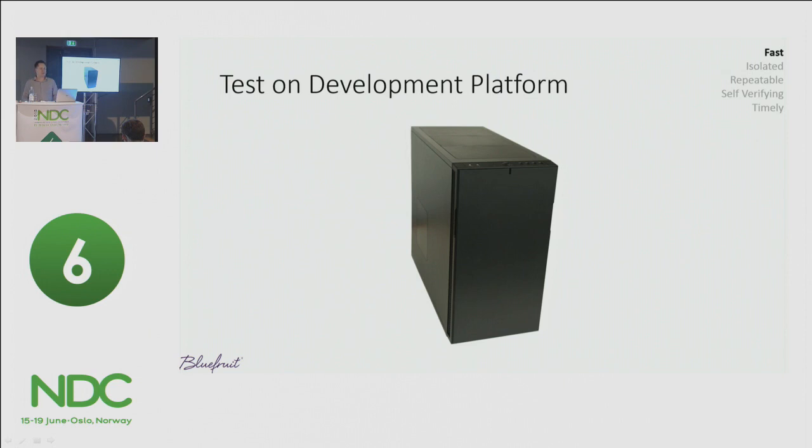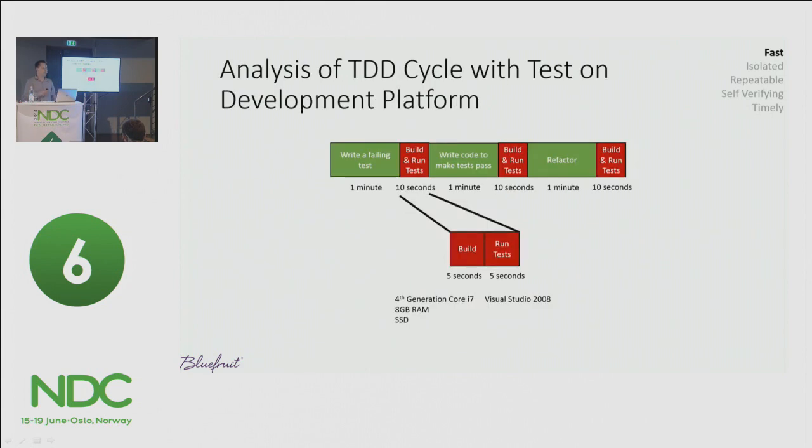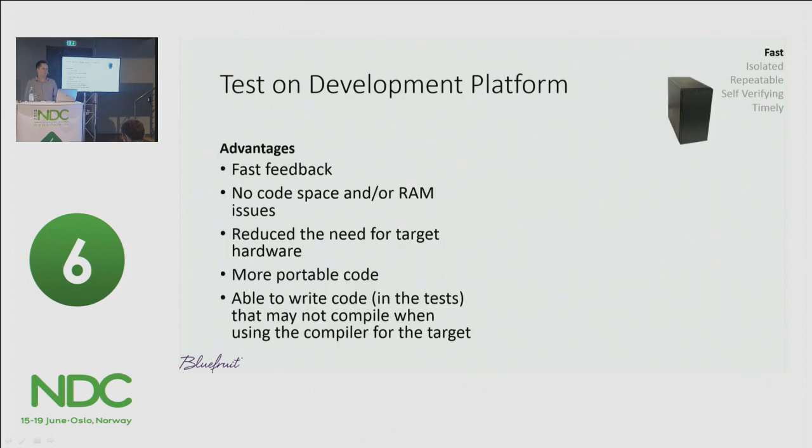When testing on the target started causing us problems, we moved our testing process onto our development platforms. So this removed the problem of the tests deploying and running slowly, and we thought everything was great. We had the fast feedback we wanted. We no longer had code and RAM space issues, and we'd reduced the need for target hardware. Our code had ended up more portable. It had to run on both the development PC and the target system, so we'd actually already ported it to something else.